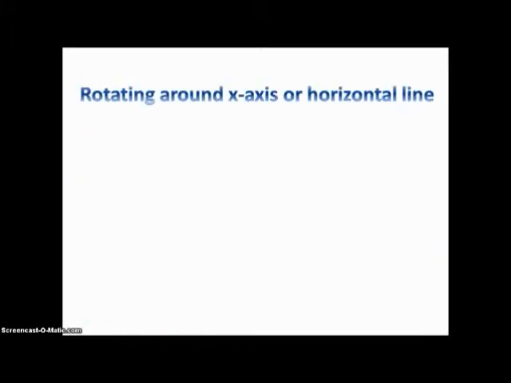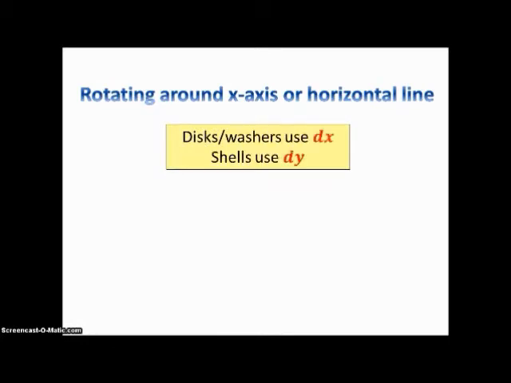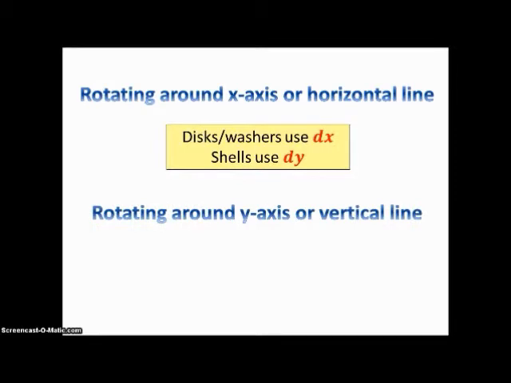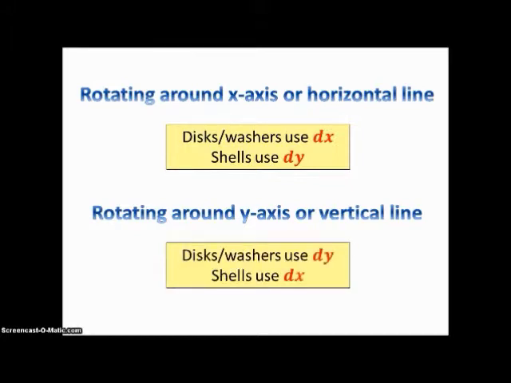Rotating around the x-axis or a horizontal line, the disk washer method will use dx, whereas shells will use dy. Now what about if we rotate around the y-axis or a vertical line? What would happen? Well, we're not going to show you a picture, but obviously everything gets switched. So this time the disks and washer method uses dy, whereas shells use dx. Okay, so that's just a little summary of the difference between the two methods and setting up your integral, which is kind of important. You've got to set that integral up correctly.